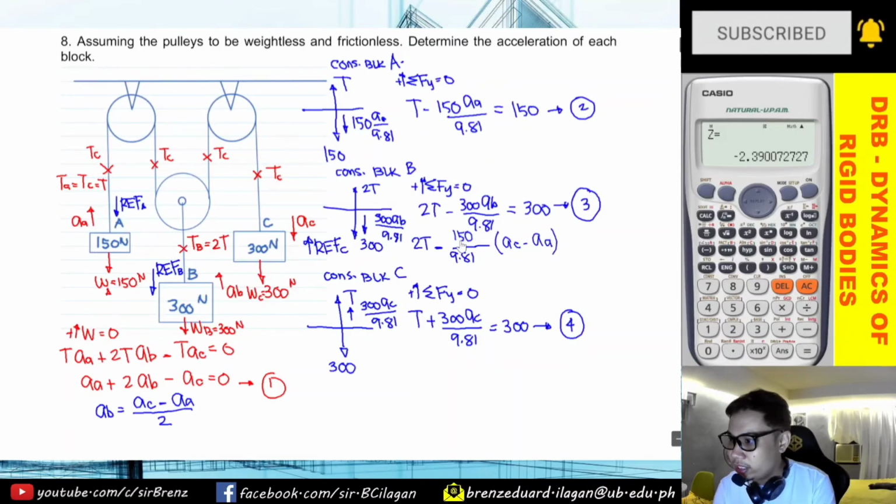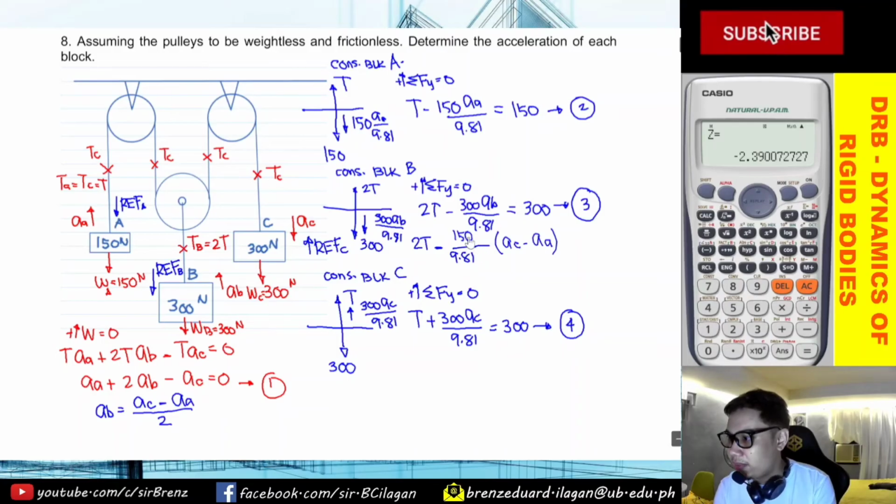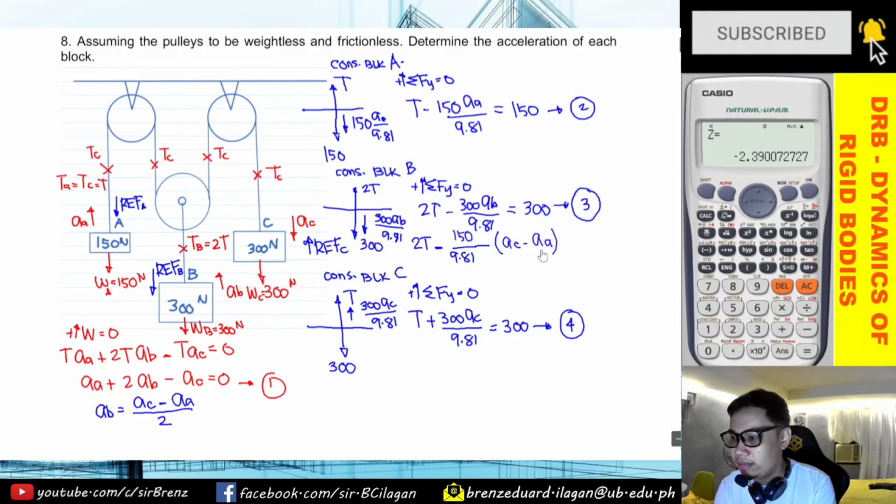Ngayon, i-distribute lang natin to. So negative 150 over 9.81 times A sub C. Tapos, doon naman sa kabila, negative 150 over 9.81 times negative A sub A. So magiging positive, or our equation will be this one.